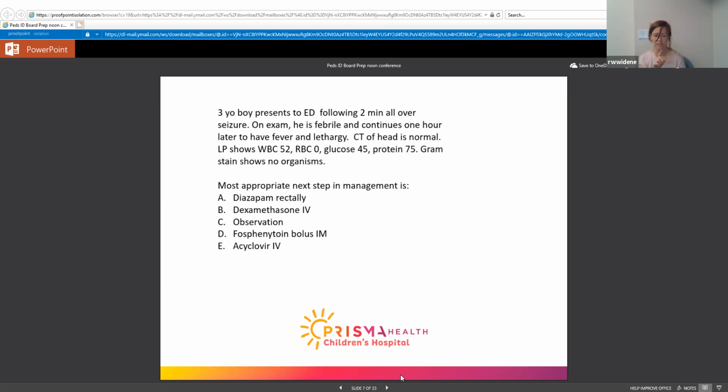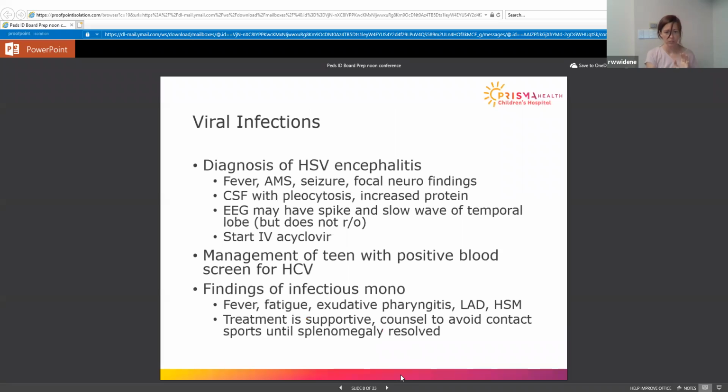You don't do dexamethasone as a next step. You can consider that if you're concerned about H flu. You don't want to observe because he's not having your typical febrile seizure, because he's still having fever and he's still lethargic and he has white count on his LP. You don't give fosphenytoin because he's not seizing anymore. So acyclovir is the most appropriate next step while you're figuring out all of this workup. I hate on these boards the most appropriate next step because you'd be doing all of them at the same time.